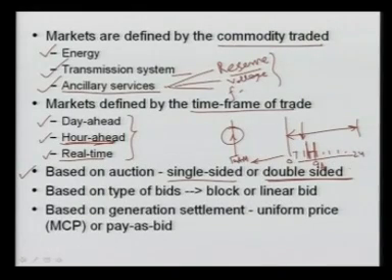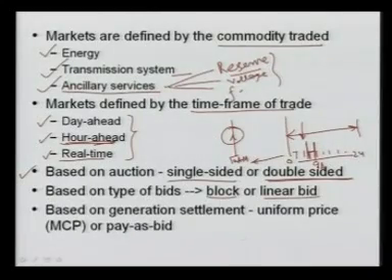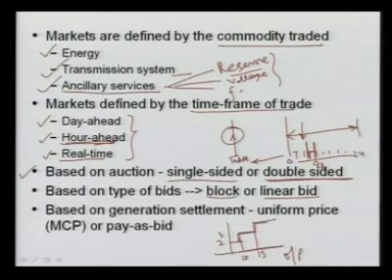Based on the type of bids, it is required to know whether you are going to sell blocks of your power or make a linear bid. A generating company has output power, and it can sell like this: it can say that the first 10 megawatt it will sell at 2 rupees, and the next 15 it can sell at 3, and so on. So it is block bidding.